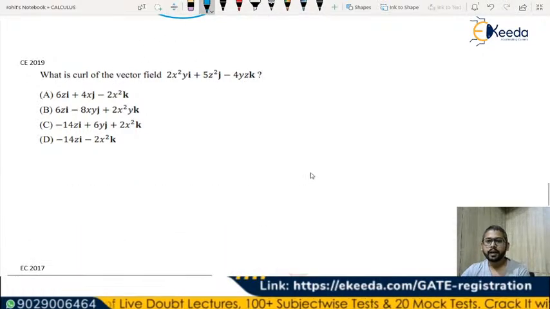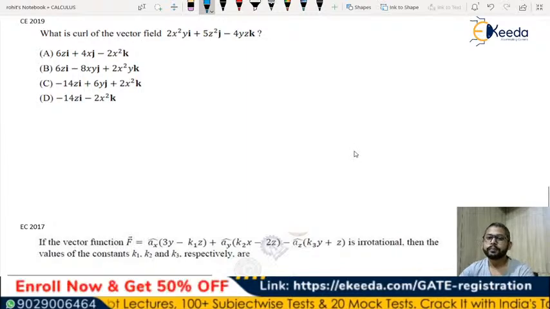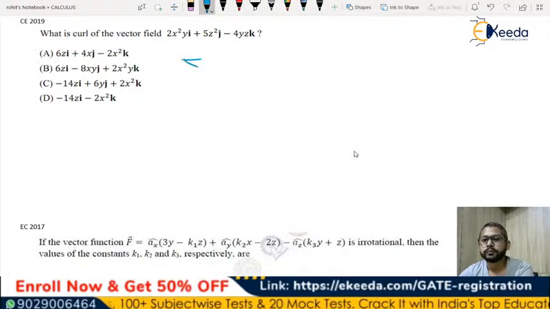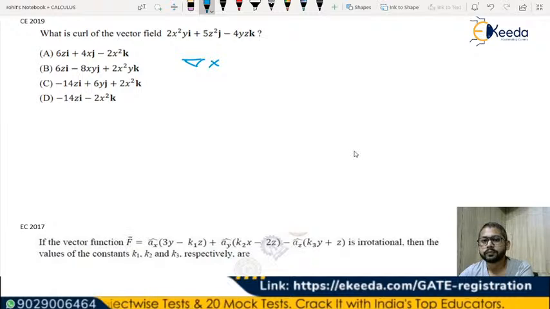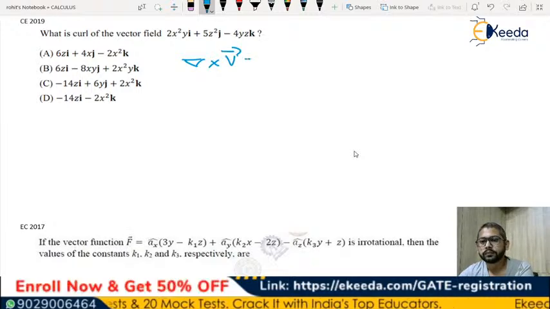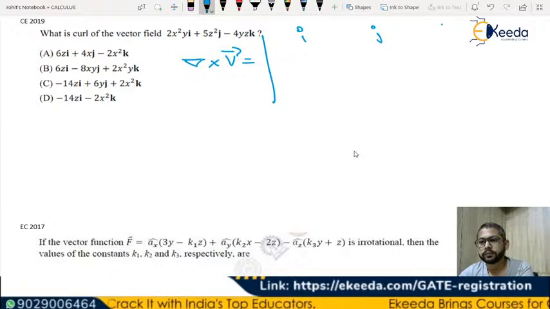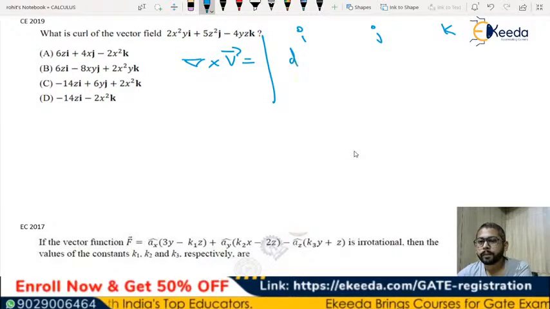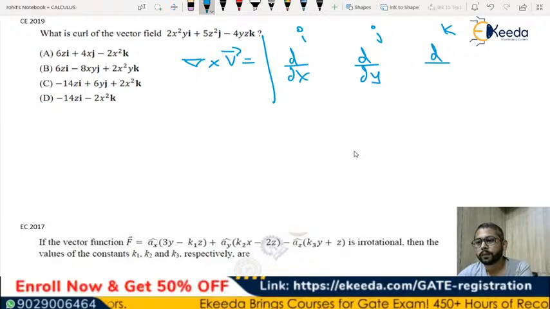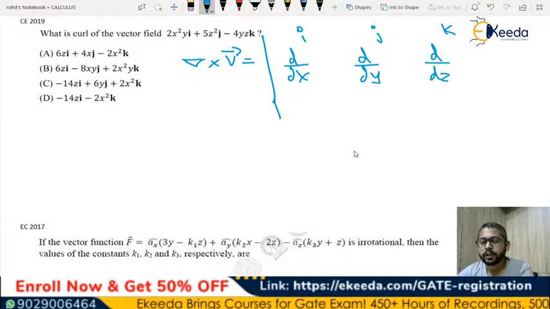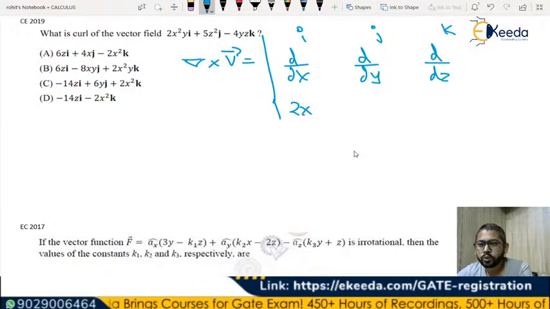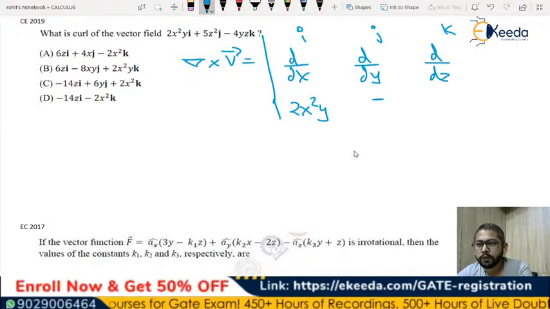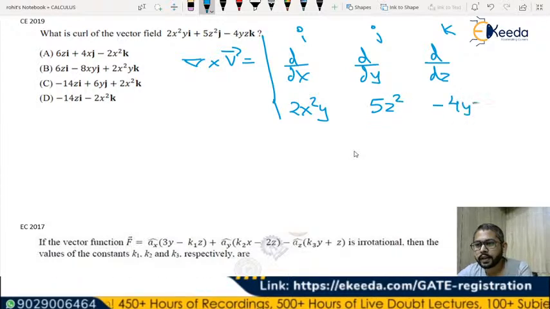Let's talk about curl now. We know what is curl. Let's see what are the expressions. The first one is 2x square y. The second one is 5z square. The third one is minus 4yz.